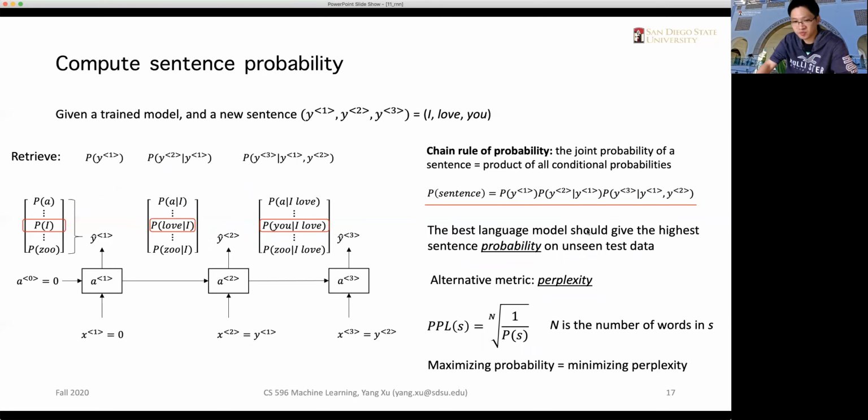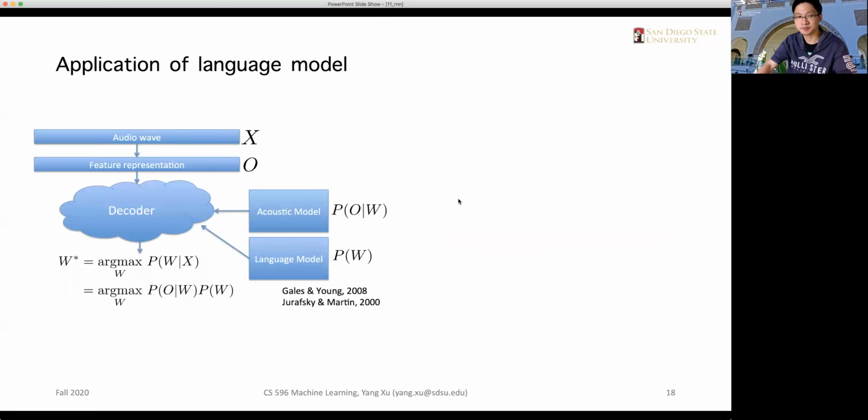And to maximize probability equals to minimize the perplexity, okay? So in the application of language models in audio recognition, we are applying the language model in the decoding step, okay? So the audio waves are encoded into some vector-based representations, and these representations, big O's, are used to decode into a sequence of words.